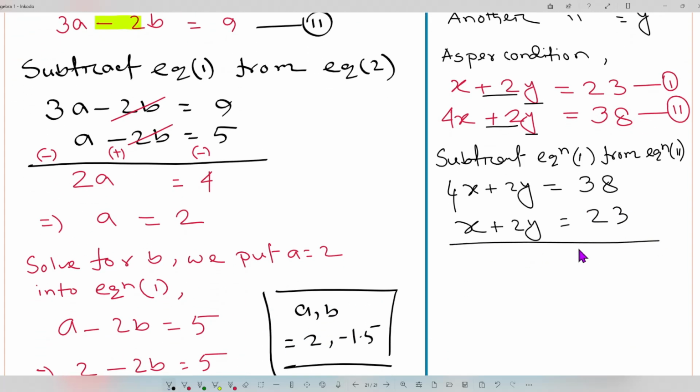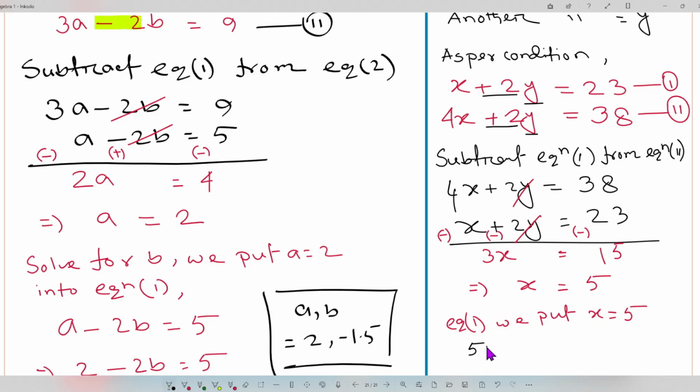Now we can subtract this one. So second equation sign will be changed. So 2y is out, 4x minus x will be 3x, 38 minus 23 is 15. Now we can divide both sides by 3, so x equals to what? 5, right? So in any equation, let's take equation 1, we put x equals to 5.